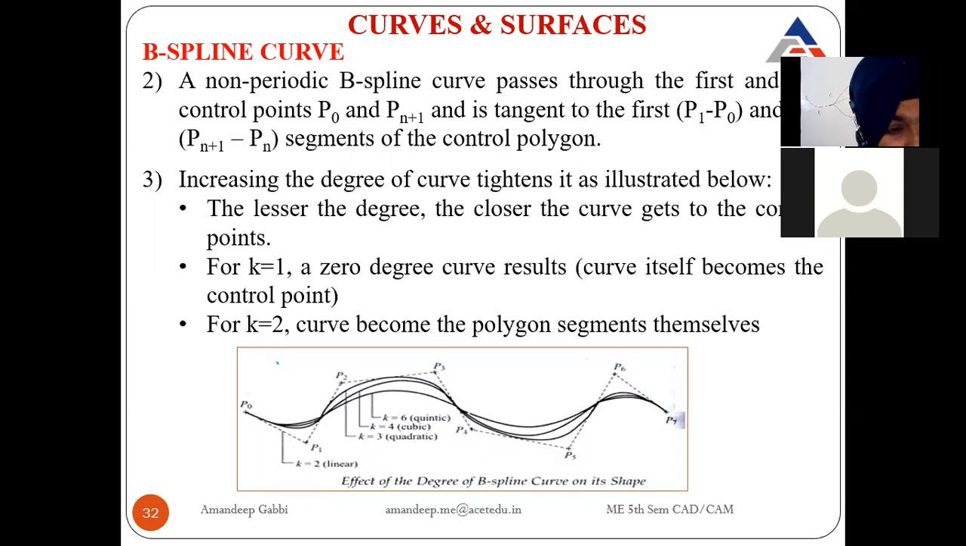Increasing the degree of the curve tightens it. As you keep on increasing the number of control points, the desired curve can be generated with the help of that. A particular shape can be achieved by increasing the number of control points. The lesser the degree, the closer the curve gets to the control points. For k equal to 1, a zero degree curve, the curve itself becomes the control point. For k equal to 2, the curve becomes a polygon segment.